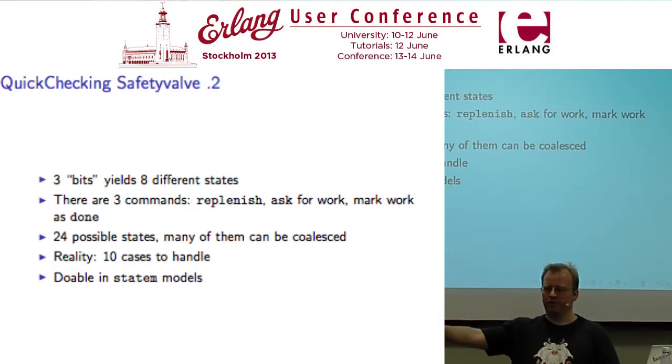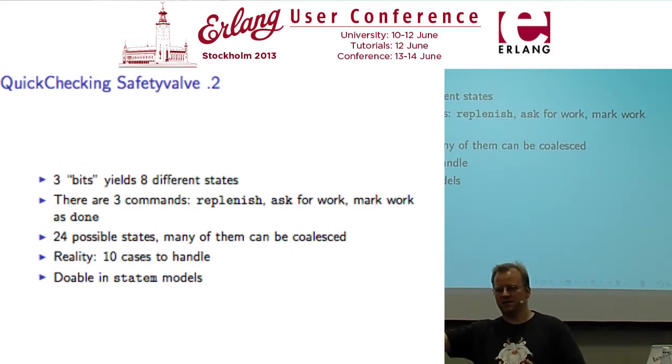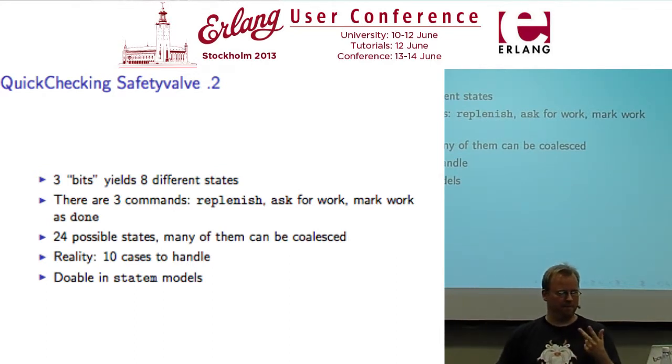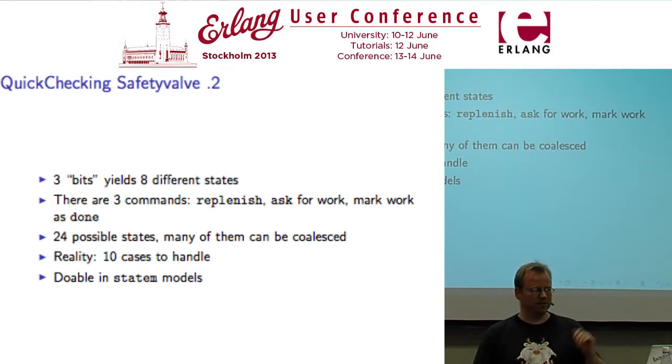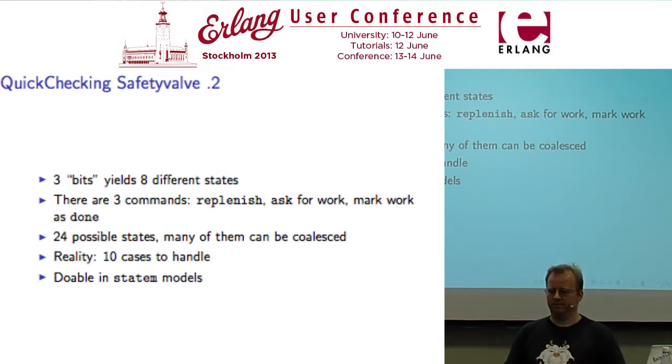You can ask for work, that is, we can have a worker that goes in and asks for work, or we can have a working worker, that can only be 1 in this case, that says, I'm done. So there are 3 bits, and that gives 8 different bit states. And then there are 3 commands that give 24 possible cases. And then you coalesce a bit and figure out what cases are actually the same case, and you figure out there are 10 cases to handle. So those 10 cases can then be done in a state model.